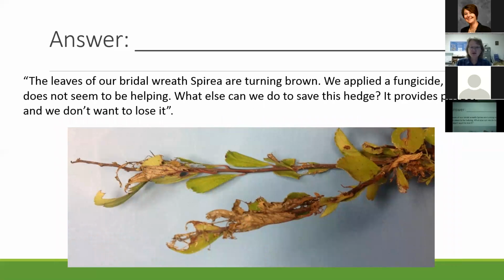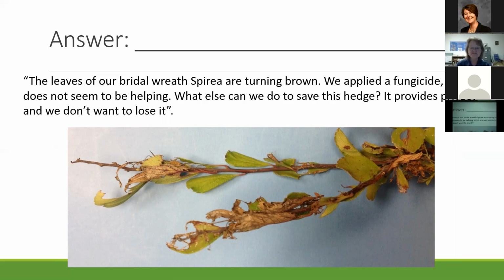Okay, the leaves of our bridal wreath spirea are turning brown. We applied a fungicide, but it does not seem to be helping. What else can we do to save this hedge? It provides privacy and we don't want to lose it. Nobody ever wants to lose their plants. So in this case, it was in September. I had everybody tell what time of year it is because that's a key sometimes when we're figuring out what's going on.